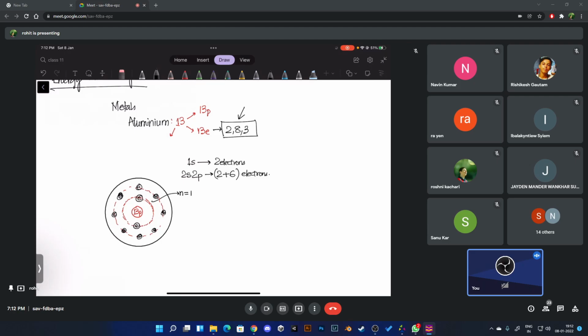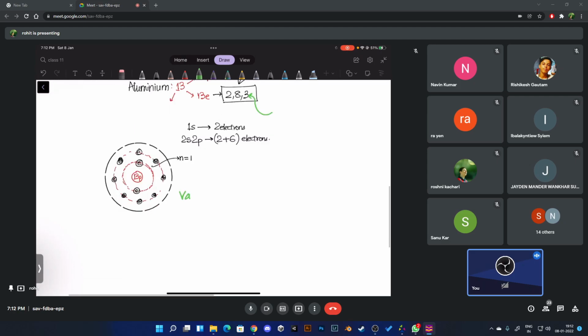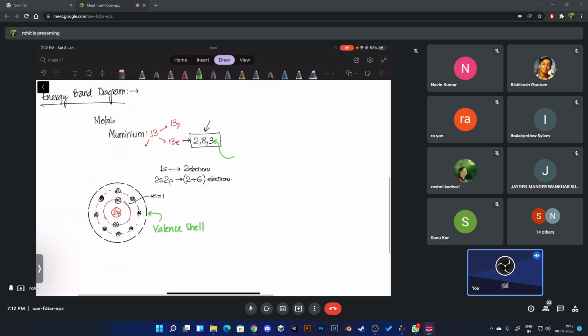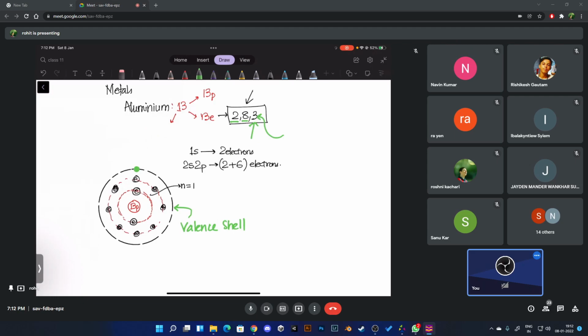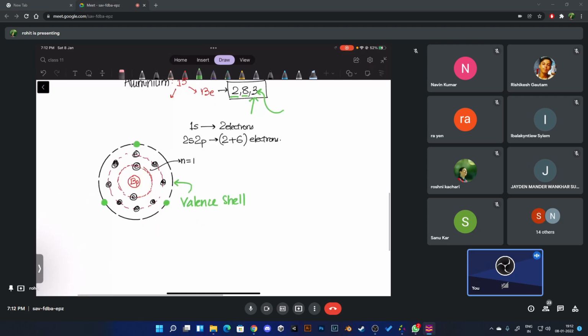The third orbit, do you agree that it is the outermost orbit or not? For aluminum, the third orbit is called the outermost orbit. We have another name, right? We call it what, guys? Valence shell. Now tell me how many electrons are there in this valence shell? 2 already written, 8 already written. Now how many? 3. So I'm going to draw 3 electrons. This is the first electron, second electron and the third electron. So there are how many valence electrons? The valence shell has 3 valence electrons. Are you clear with this, all of you?